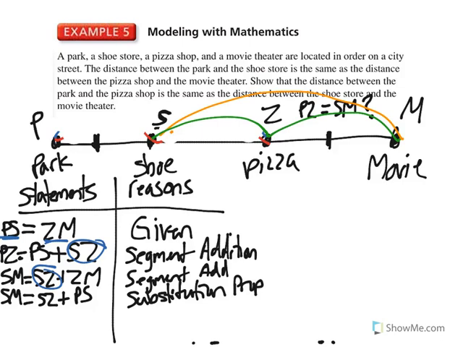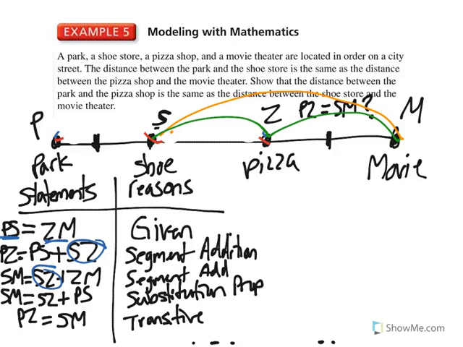And so now notice that SM is now equal to SZ plus PS. PZ is equal to PS plus SZ. Those are the same things. So if PZ and SM are equal to the same thing, then that means that they are equal to each other. So PZ is equal to SM. This once again would be transitive property. And so we proved that PZ is equal to SM. So we are done.